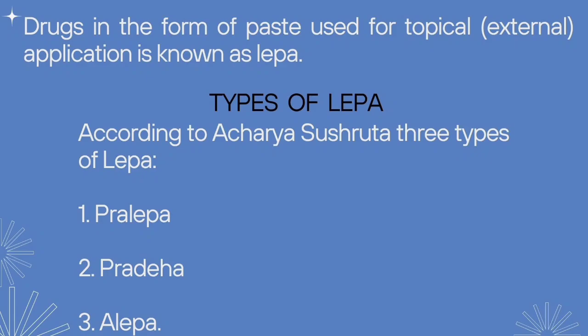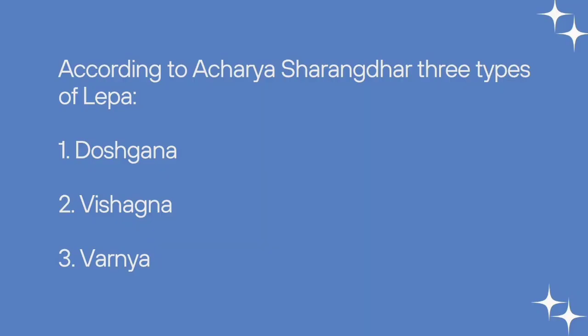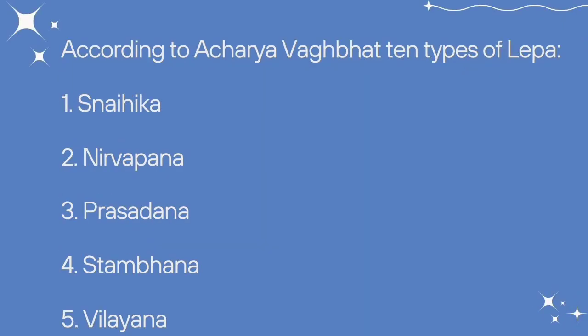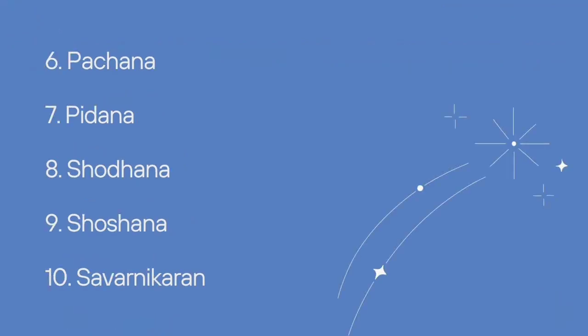Types of Lepa according to Acharya Sushruta, three types: Pralepa, Pradeha, Alepa. According to Acharya Sharangadhara, three types of Lepa: Doshagna, Vishagna, Varnya. According to Acharya Vagbhata, 10 types of lepa: Snehika, Nirvapana, Prasadhana, Stambhana, Vilayana, Pachana, Pidana, Shodhana, Shoshana, Savarnikarana.